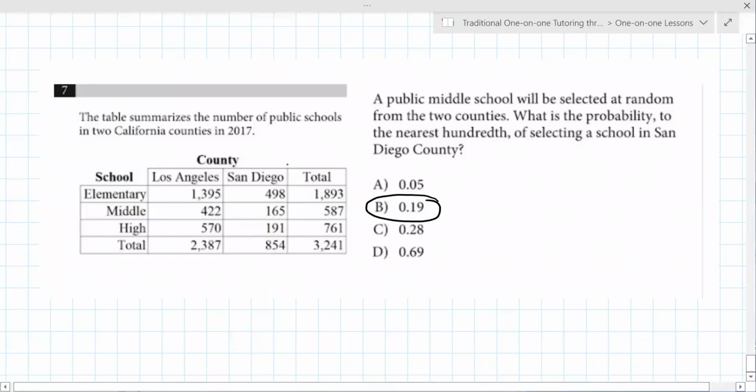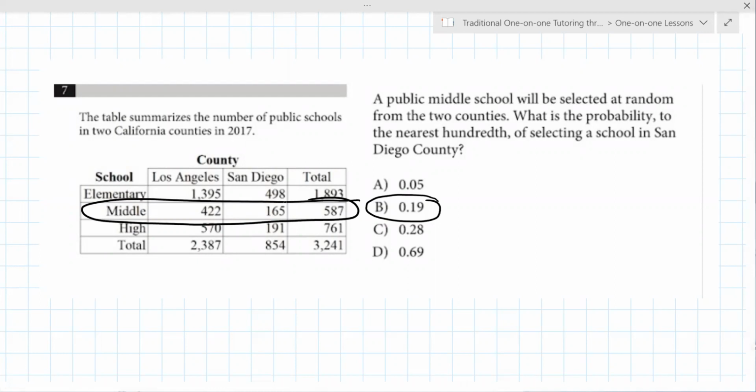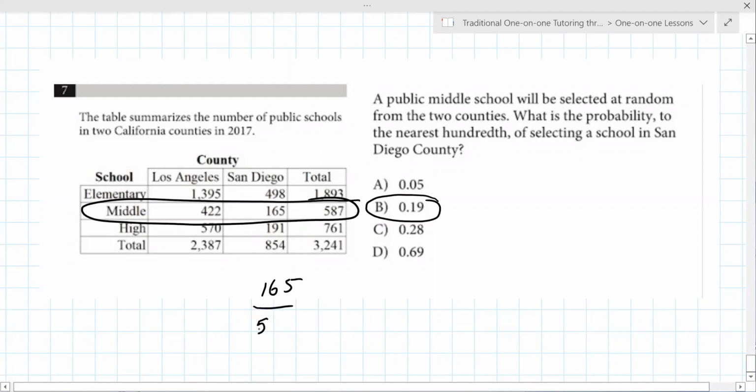All right, so I went actually the wrong way. This is the right way here. They're saying they're going to select a middle school, and they want the one from San Diego County. So it's actually 165 out of 587, which will change your answer to C. Yeah.